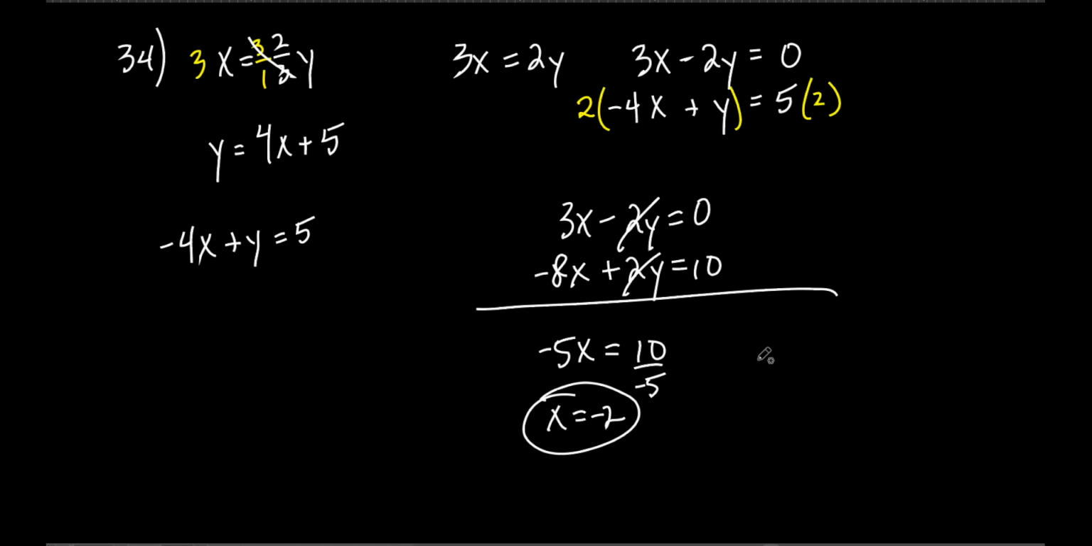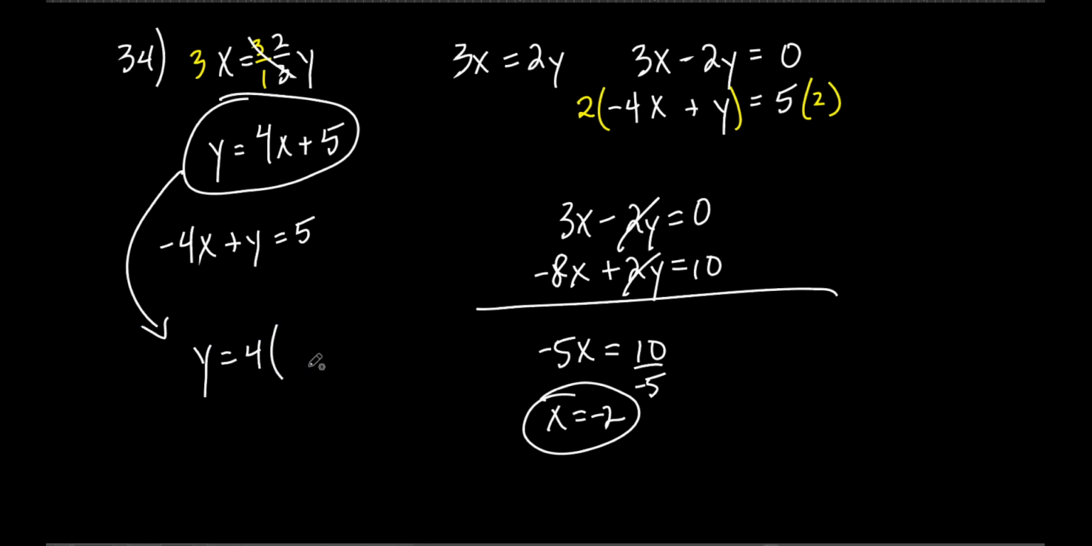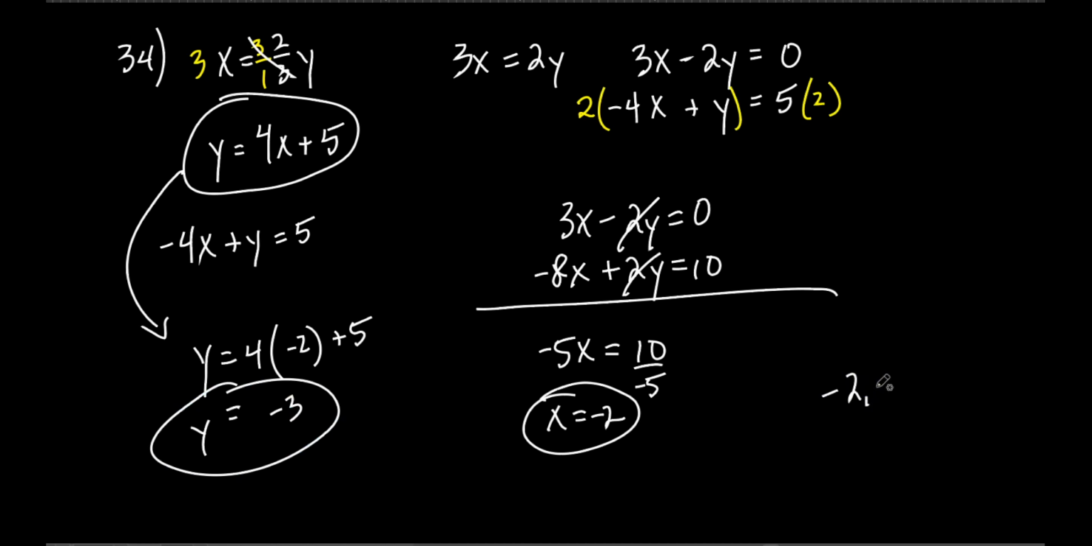So let's solve for y now. So I would do this. See this one right here? It's already got y by itself. I mean, I could go to any of these equations. It doesn't matter which one. But to me, that's the easiest one. So let's do that down here. So y equals 4 times x, which is negative 2, plus 5. That's negative 8 plus 5 is negative 3. And there you go. Write your ordered pair as negative 2, negative 3.